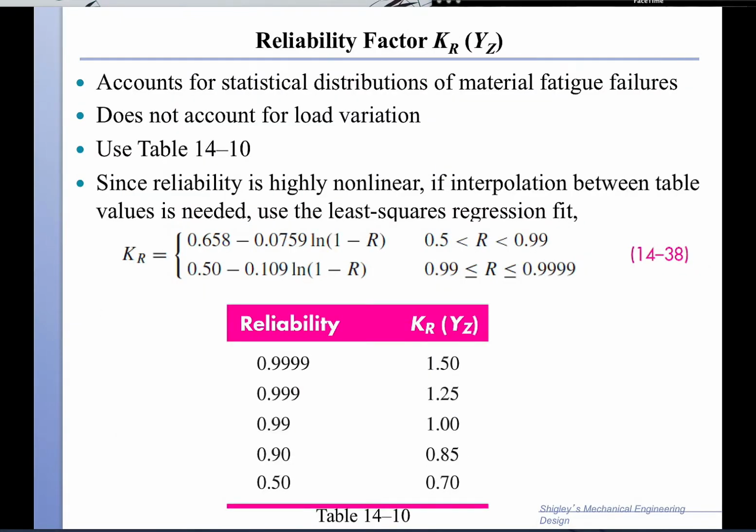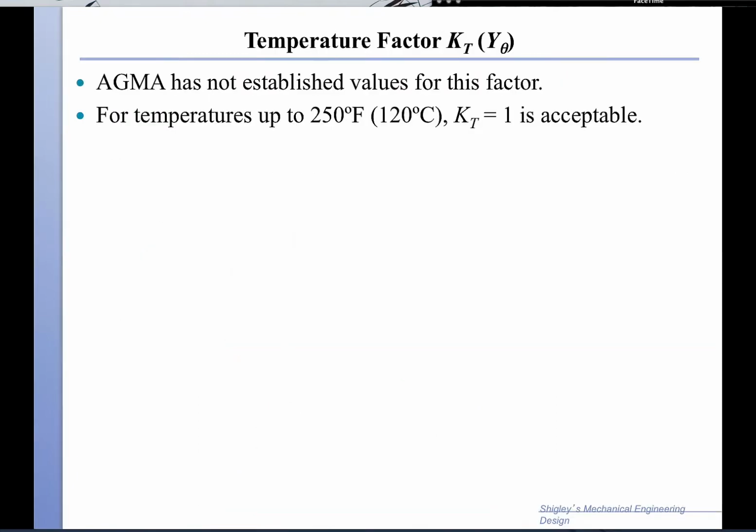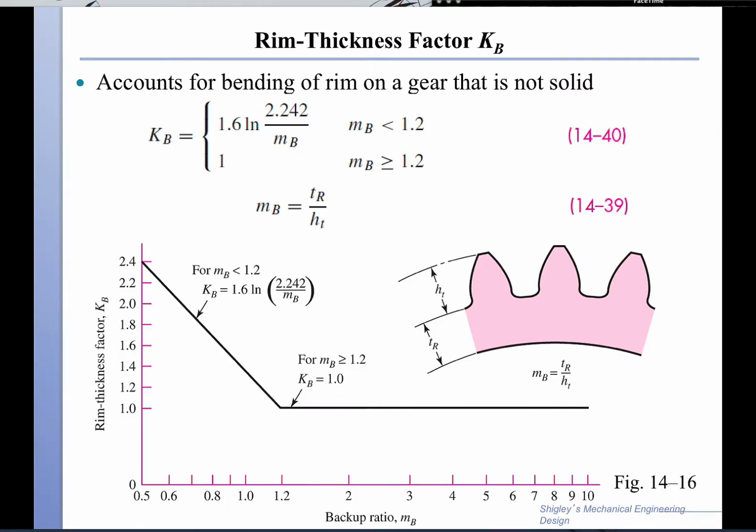Finally, the reliability factor is given in empirical equation form, and given in a table that if we are content with a reliability of 50%, we take that factor to be 0.7. If we want very high reliability, then we take the factor to be 1.5. Temperature factor is 1 if we have lower temperatures. If we are operating at high temperature, then we have to ratio the yield strength at different temperatures to obtain that factor.